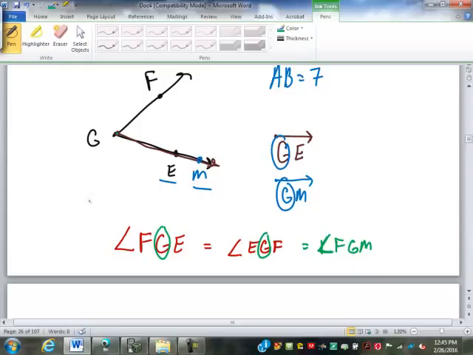Could I name that angle MGE? No, because M and E are on the same side. That's not an angle.